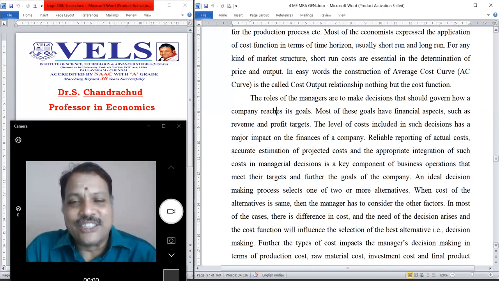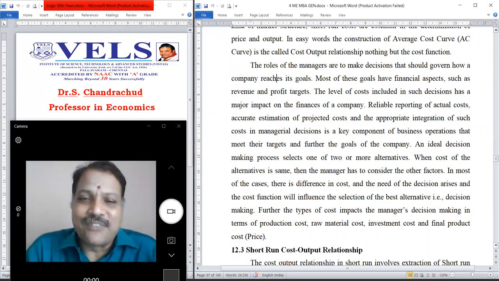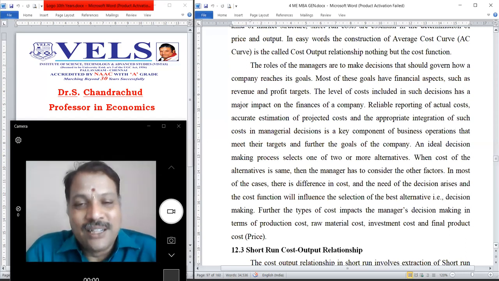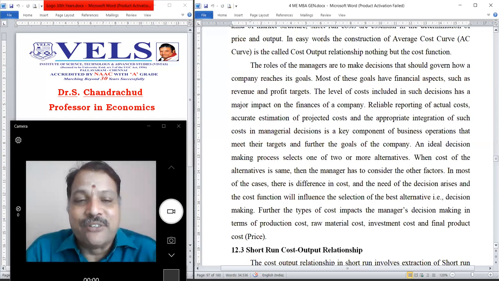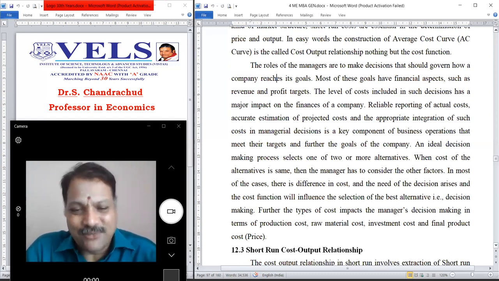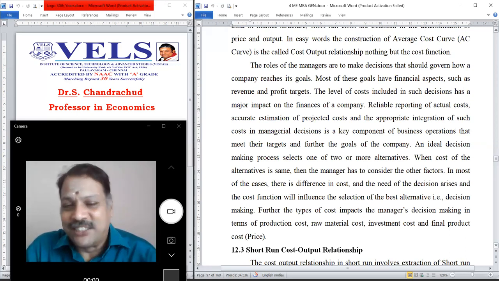An ideal decision making process selects one of these alternatives. When the cost of the alternatives is the same, then the manager has to consider other factors also. In most cases, there is a difference in cost, and the need for a decision arises when the cost function will influence the selection of the best alternative, that is the decision making. Further, the types of costs impact the manager's decision in terms of production costs, raw material costs, investment costs, and of course the final product cost, we used to say price. So the role of cost function is very significant in business decision.